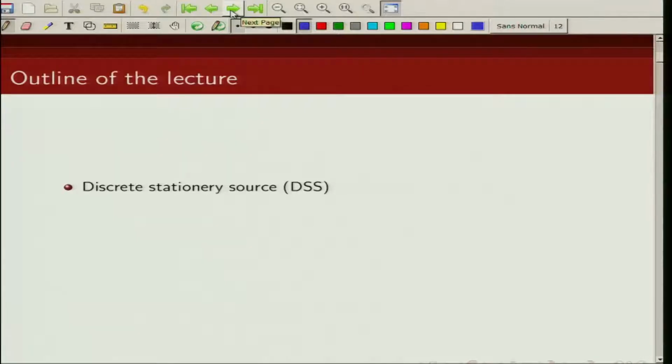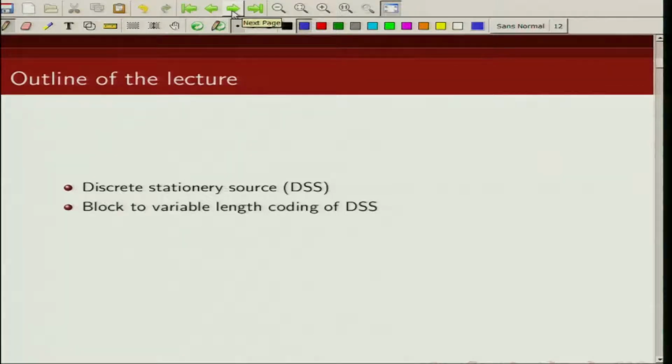Before we discuss that, we'll first define what we mean by a discrete stationary source with memory. Once we describe this, we are going to describe how we can do it. We'll take a simple example of block to variable length coding, and see how we can do block to variable length coding for a discrete stationary source, and we'll prove some properties of discrete stationary sources.